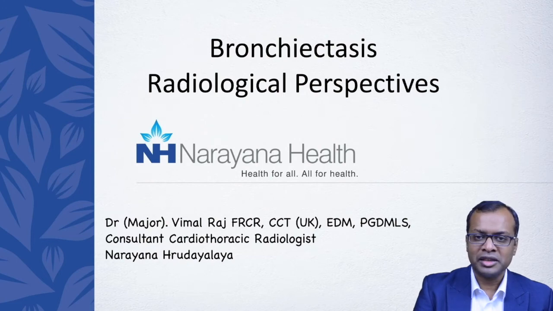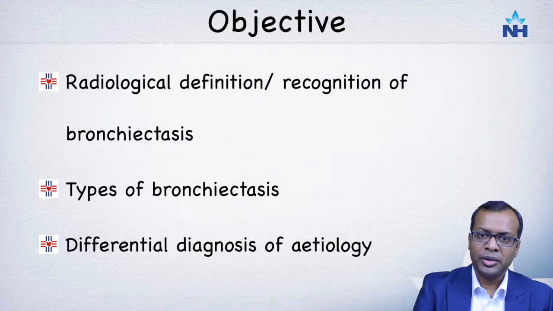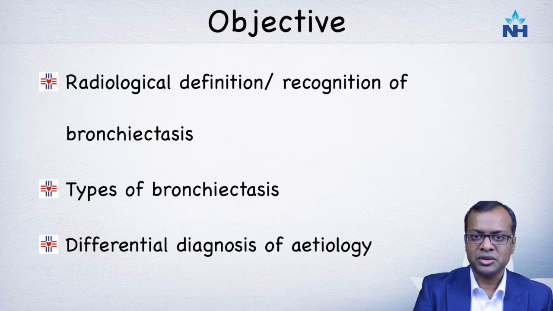My aim for today is to talk to you about the radiological principles associated with bronchiectasis. The objectives are to tell you the definition of bronchiectasis on imaging and how to recognize bronchiectasis on imaging. I will also speak to you about the different types of bronchiectasis that one may come across on imaging, and also the differential diagnosis of bronchiectasis that one has to consider whenever you're dealing with a patient.